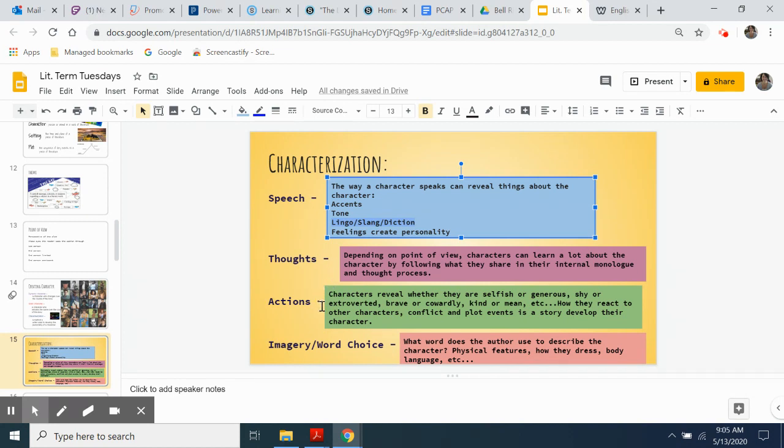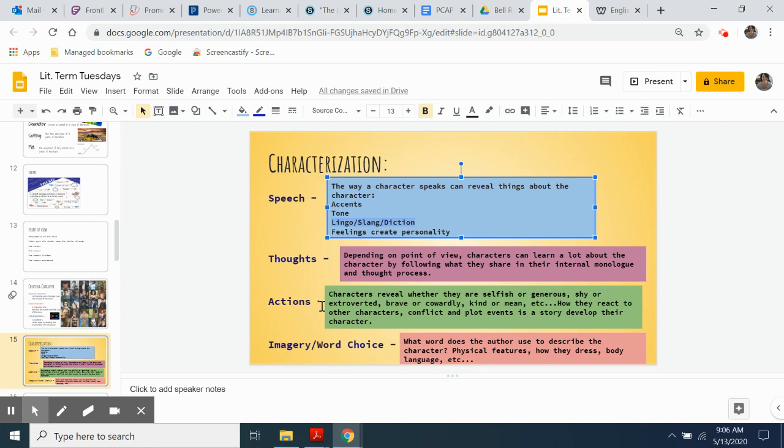The third way is how they act. The characters are revealed to be selfish or generous. They can be shy or outgoing. They might be brave or cowardly, kind or ruthless. There are all these character traits that are being developed by how they act.